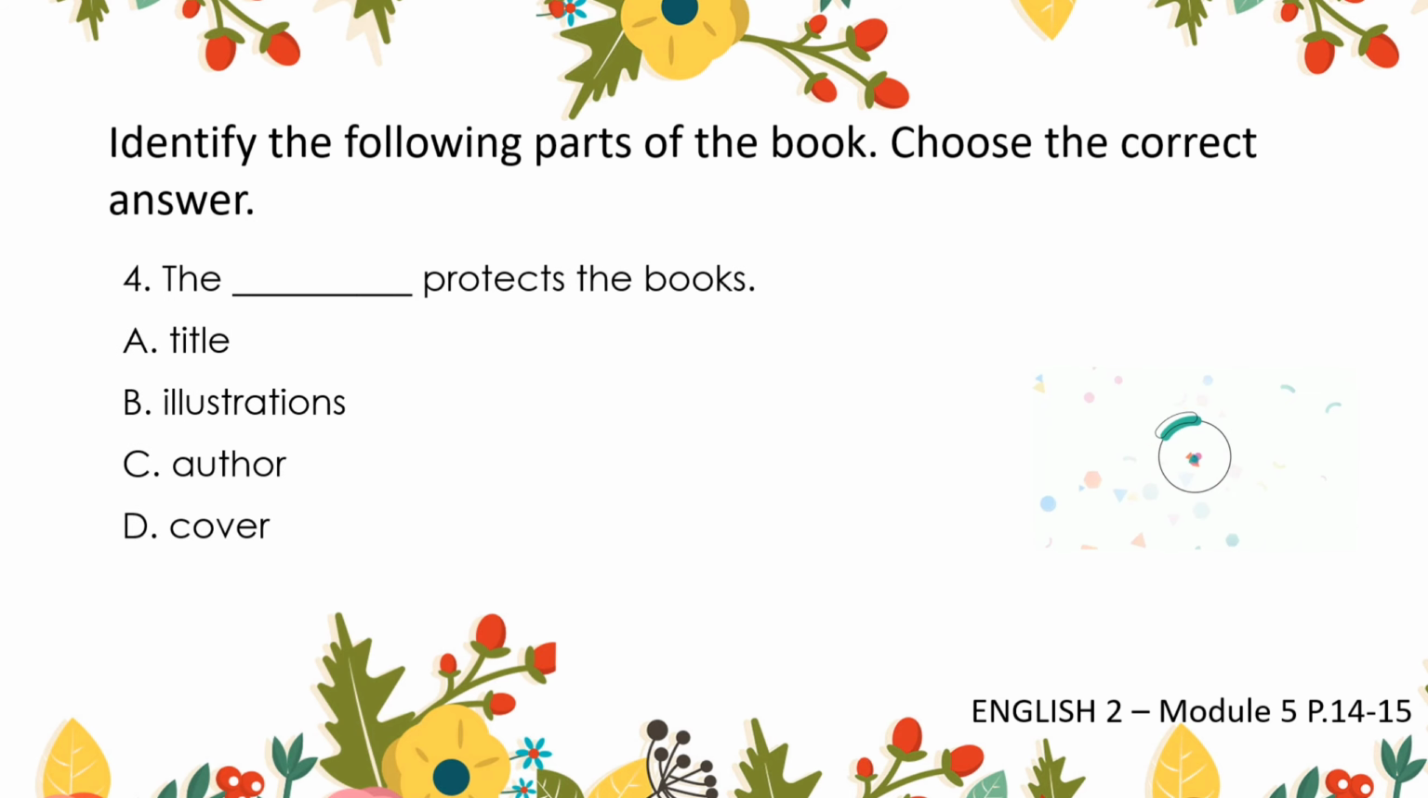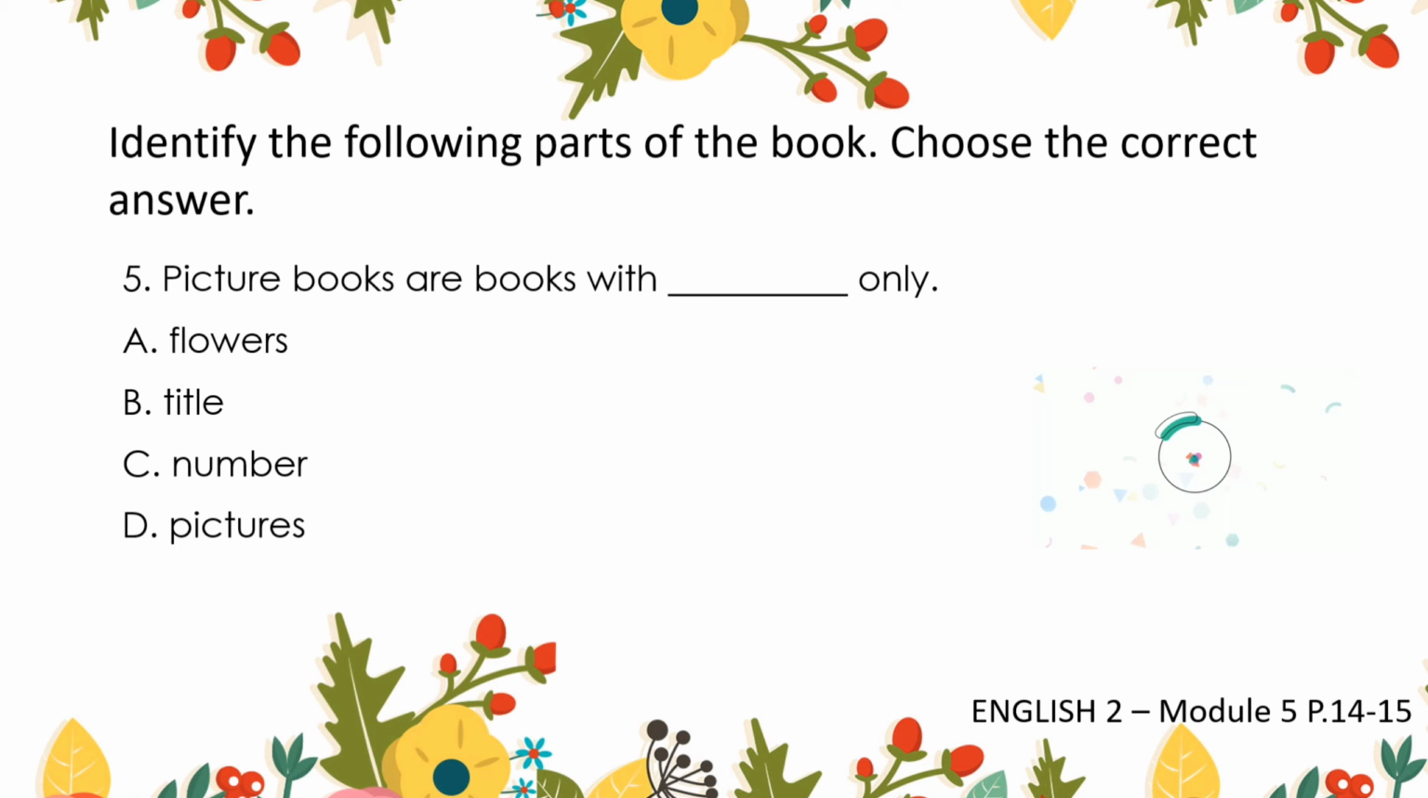Time's up! Number 4, the blank protects the books. A, title, B, illustrations, C, author, or is it D, cover? Your timer starts now. Time's up! Let us proceed with number 5. Picture books are books with blank only. A, flowers, B, title, C, number, or is it D, pictures? Your timer starts now.